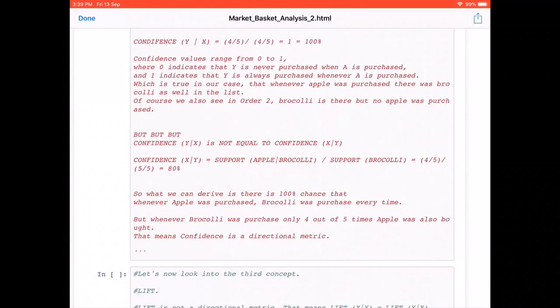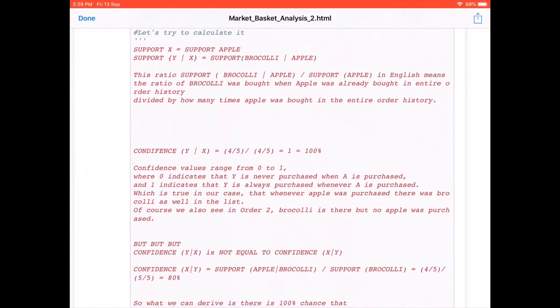So there are two different calculations now, and one will give you 100%. The confidence of Y over X is the support that broccoli will be selected given apple was there already, divided by how many times apple was selected in the entire order history. If you see, the ratio is 1. Confidence can range between 0 and 1, where 0 indicates that Y is never purchased when X is purchased. Sorry, I have written a here.